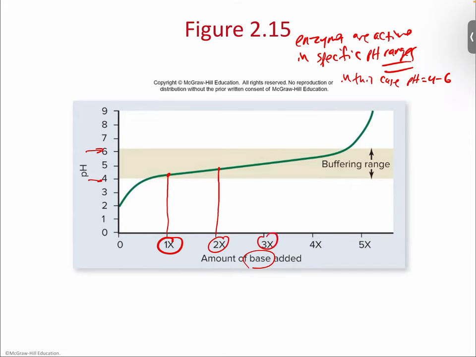Triple the amount of base, that's like a ton of extra base. Well, let's see what happens. Now you're just about at 5, but you're right in the midpoint of your range. So your enzyme's still active. Oh, let's get crazy, right? Let's add 4 times as much base.